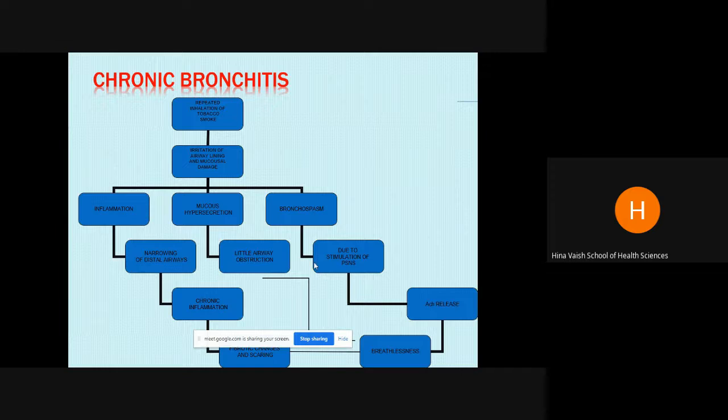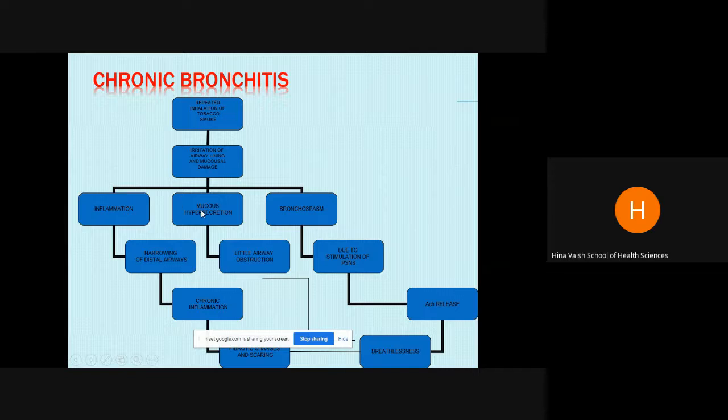If you can see this flow chart, whenever there is repeated inhalation of tobacco smoke or irritants which irritate the alveoli, if those environmental exposures are repetitively exposed to the patient, there is irritation of the airway lining and mucosal damage starts happening. Now, because of this mucosal damage, what will happen? First thing that will happen is inflammation.